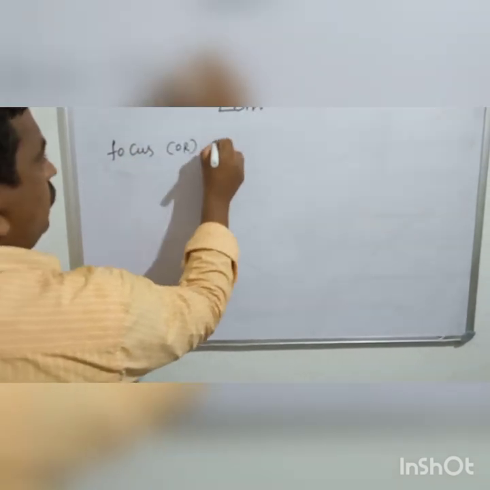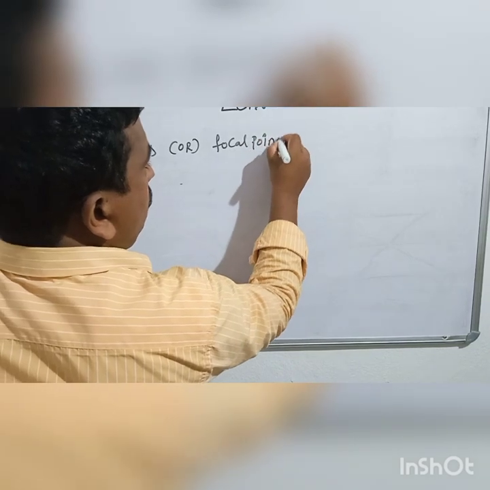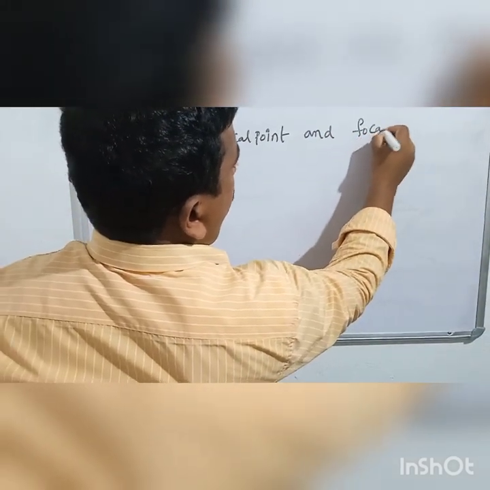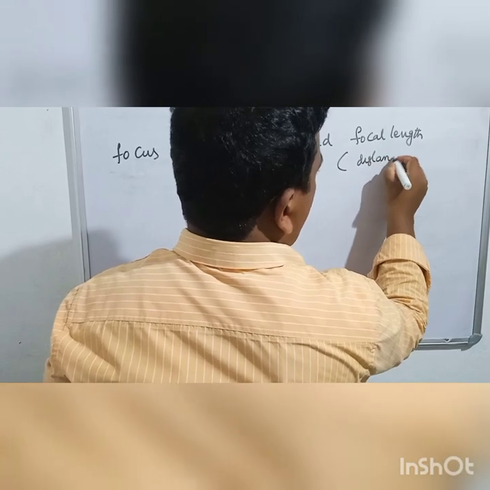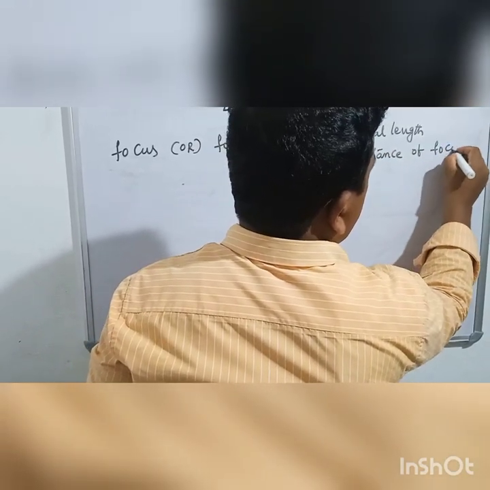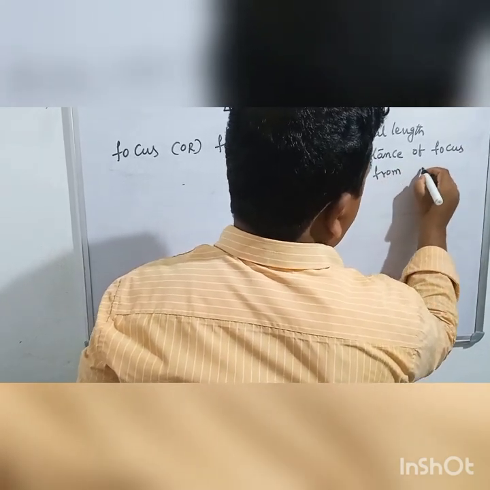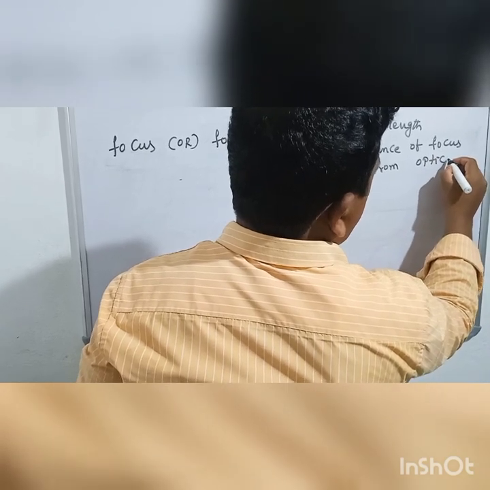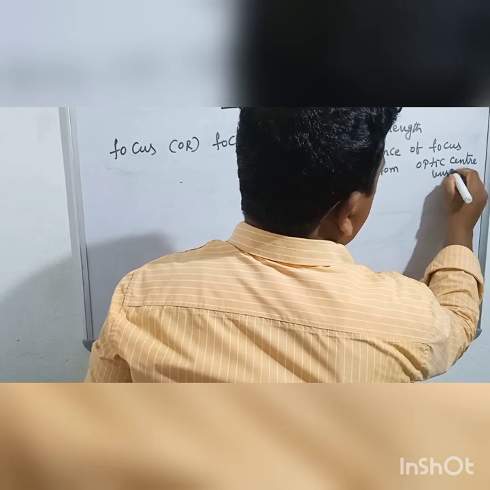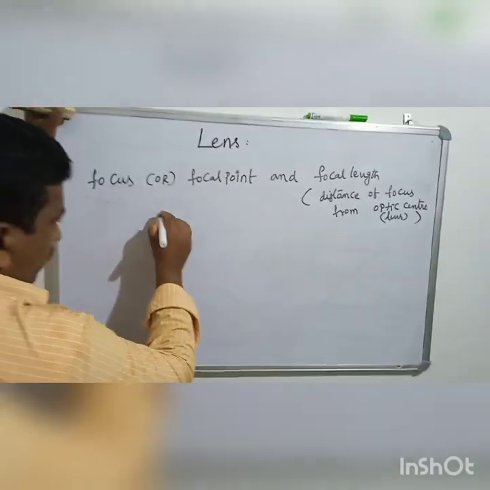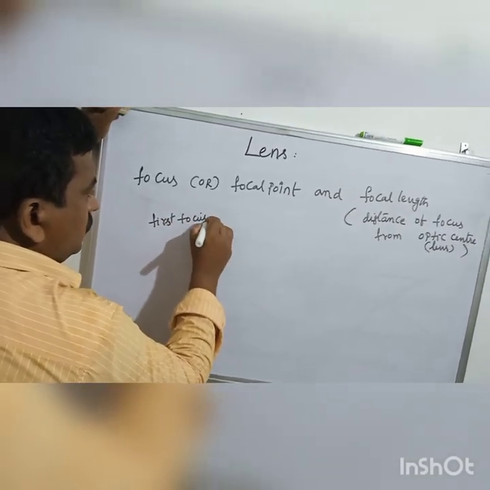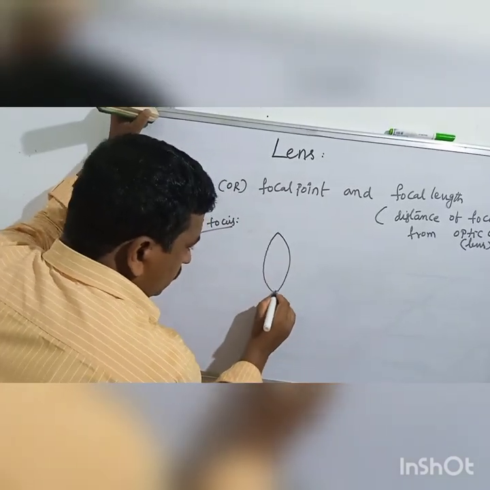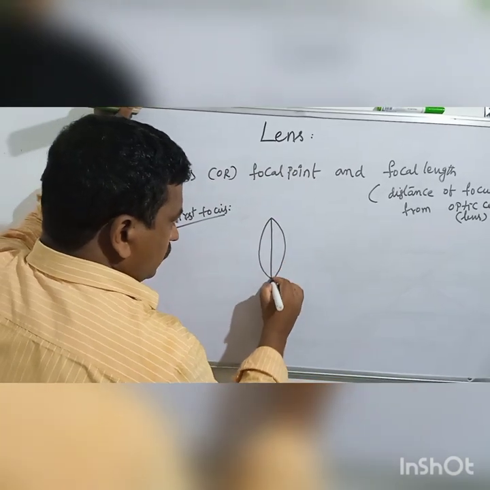Focus, or focal point, and focal length. Focal length means the distance of the focus from the optic center of the lens. First, let us draw the first focus. We take a biconvex lens. This is the biconvex lens, and this is the optic center.